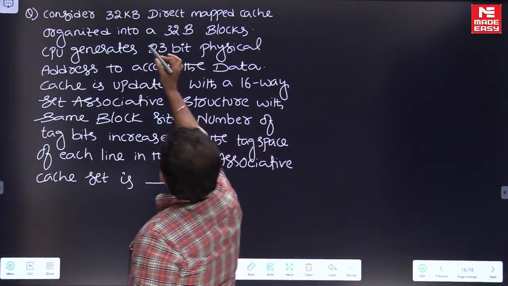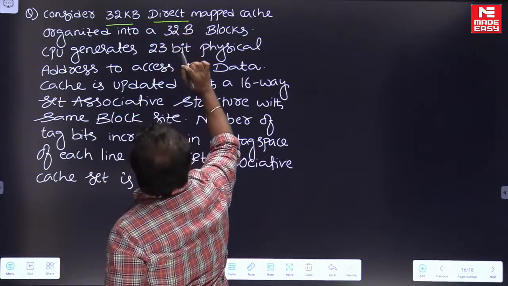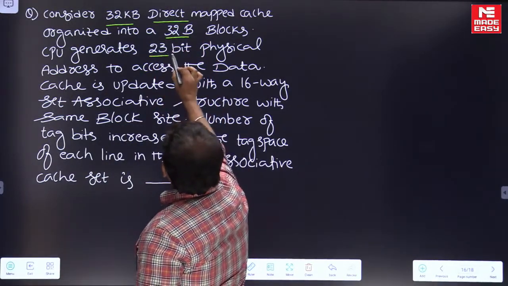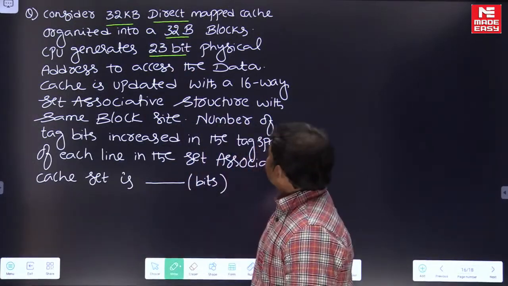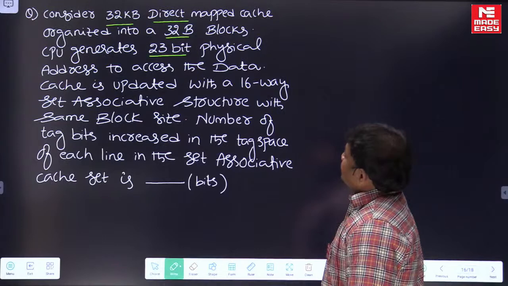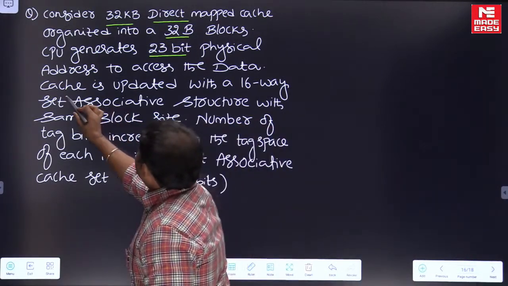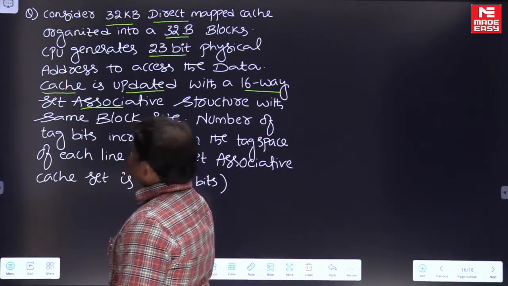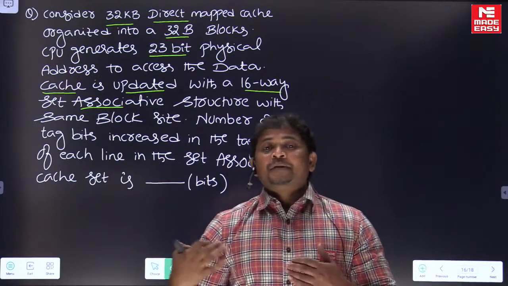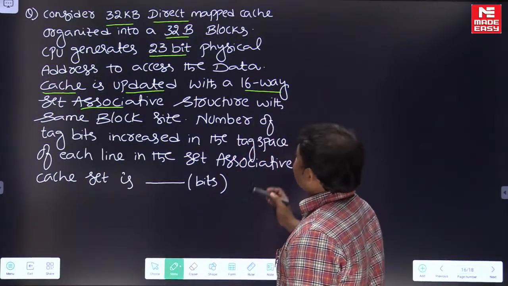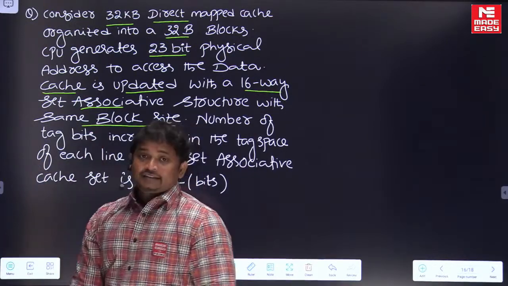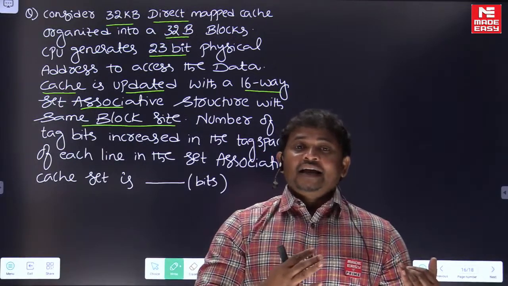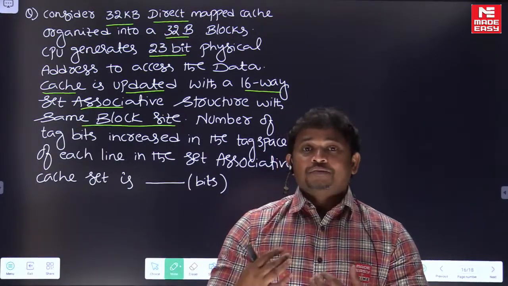Consider a 32 KB direct mapped cache organized into 32 byte blocks. The CPU generates a 23-bit physical address. The cache is updated to a 16-way set associative structure with the same block size. Capacity is the same, block size is the same, but the structure is changed from direct to 16-way set associative.